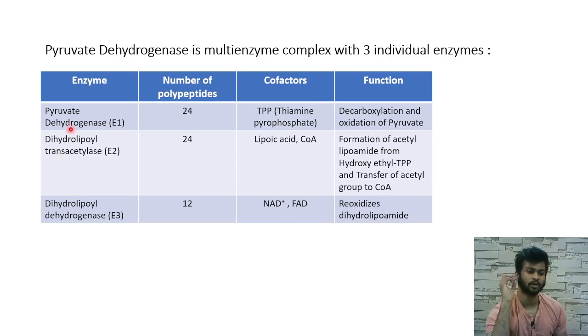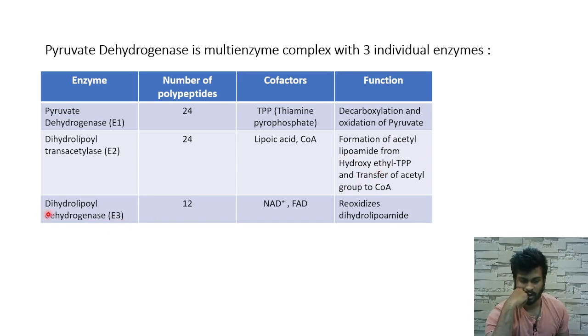E1 enzyme is known as pyruvate dehydrogenase. Number of polypeptides present are 24. Cofactor is thiamine pyrophosphate, TPP. Function is decarboxylation and oxidation of pyruvate. We will understand these functions in the next slide. Enzyme 2 is known as dihydrolipoyl transacetylase. Number of polypeptides present are 24 and the cofactors are lipoic acid and coenzyme A. Its function is the formation of acetyl lipoamide from hydroxyethyl TPP and transfer of acetyl group to coenzyme A.